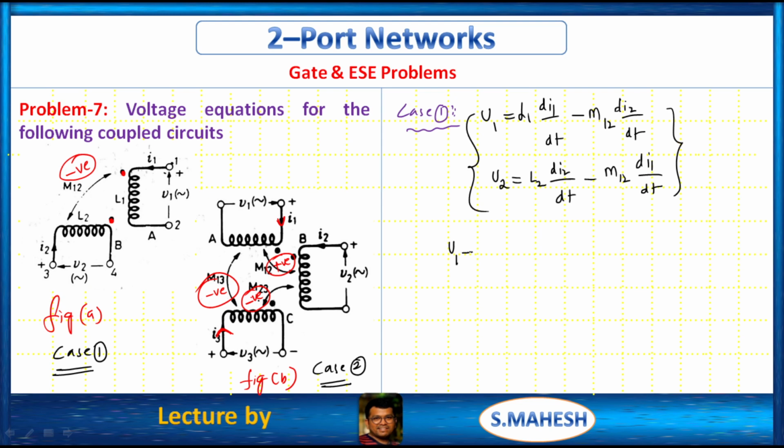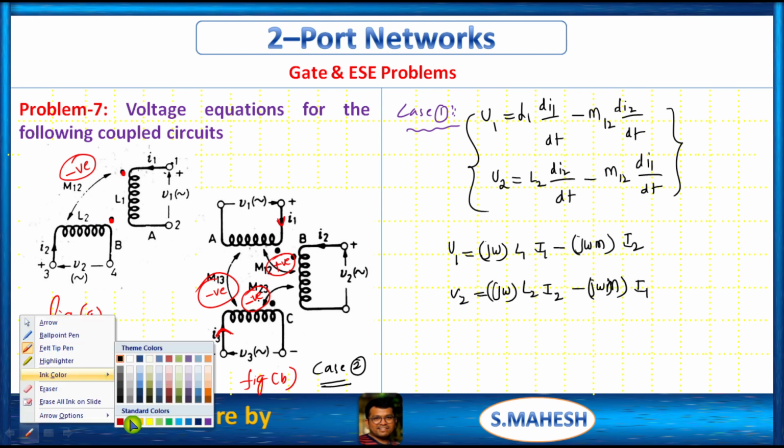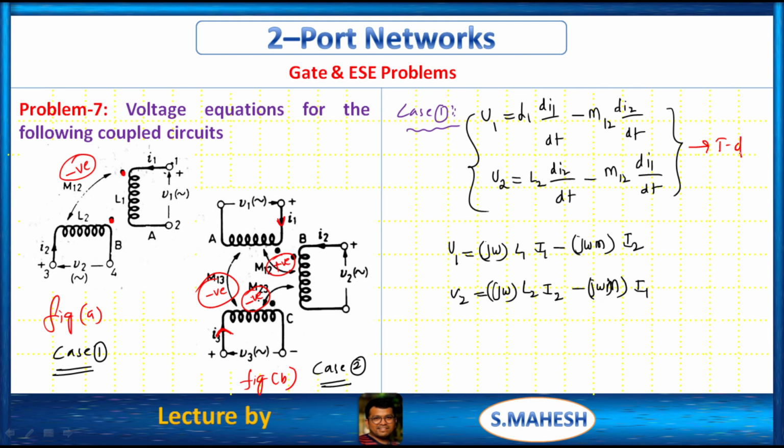So now we can write V1 equals j omega L1 I1 minus j omega M I2. V2 equals j omega L2 I2 minus j omega M I1, right? This is time domain, this is frequency domain. Clear? Next, coming to case 2, only M12 is positive, the remaining 2 are negative.